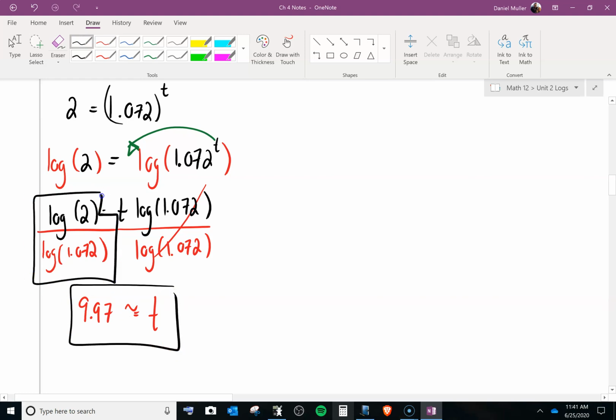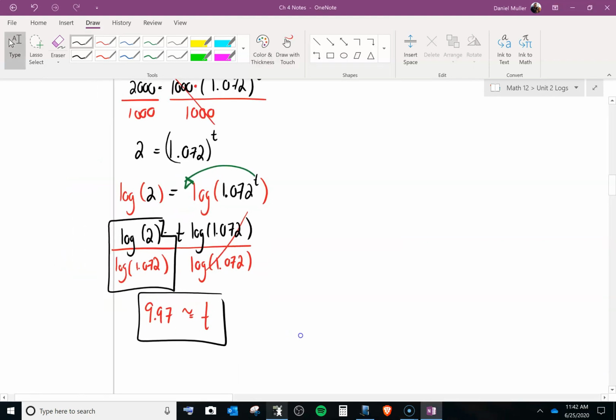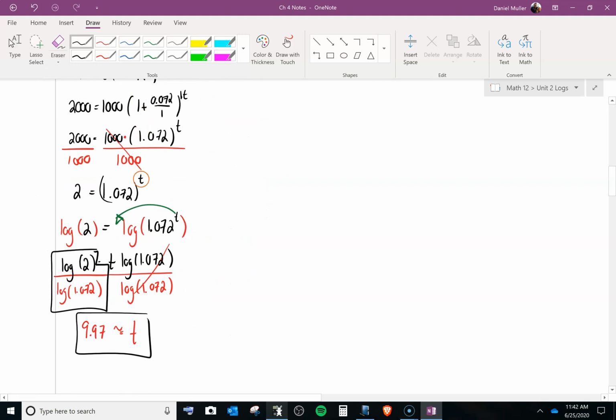The answer could just be that, though that wouldn't really be helpful for understanding the length of time it would take to double, where this makes more sense to me. If you tell me it takes log 2 over log of 1.072 years, that makes no sense. And just remember, when you put it in your calculator, you can just do log of 2, close the bracket, divided by log of 1.072. 9.97. Perfect.